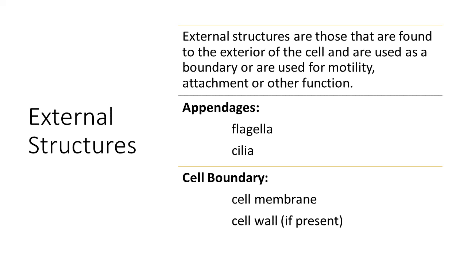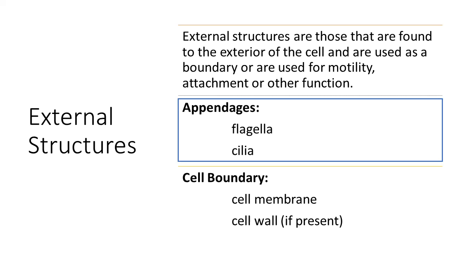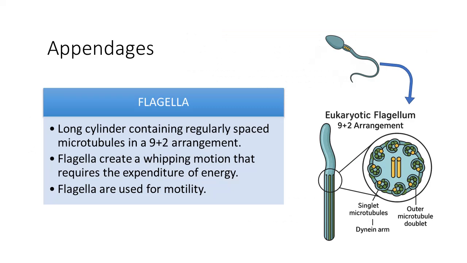And these are going to be for boundary, they're going to be for attachment and motility. So we're going to look at the appendages and the boundary itself. So the appendages are going to be the flagella and the cilia. These are both going to be protein-based structures that we refer to as microtubules. For the flagella, the microtubular arrangement is a 9+2 arrangement because it has 9 on the outside perimeter or circle and 2 on the inside.